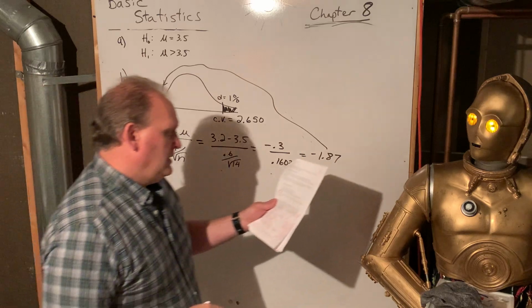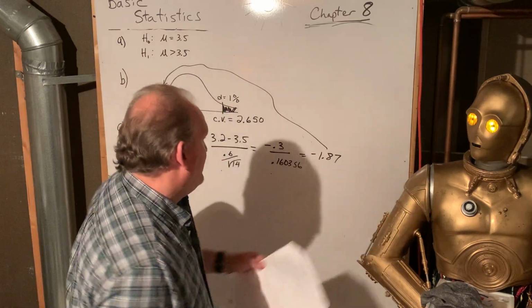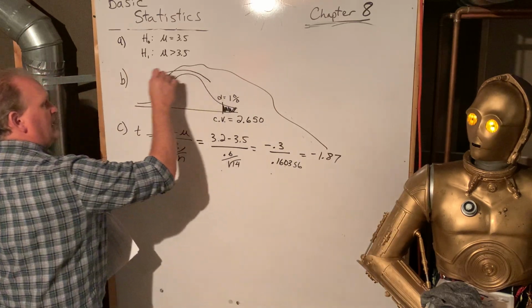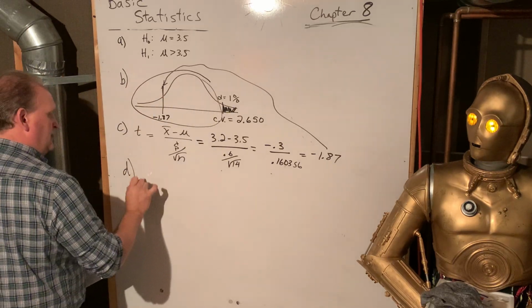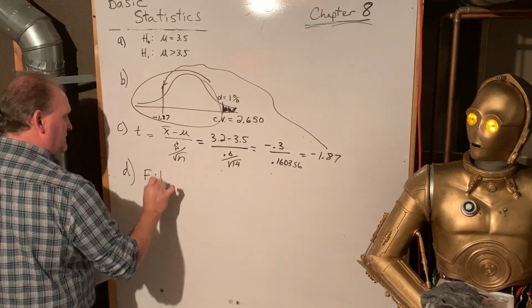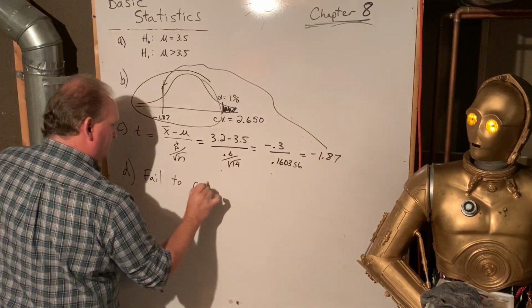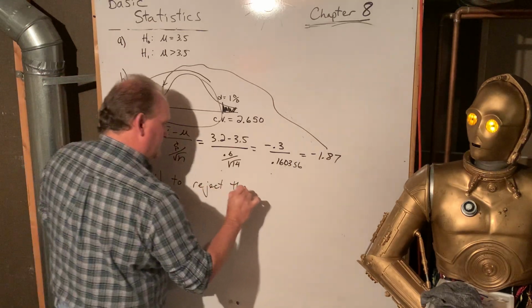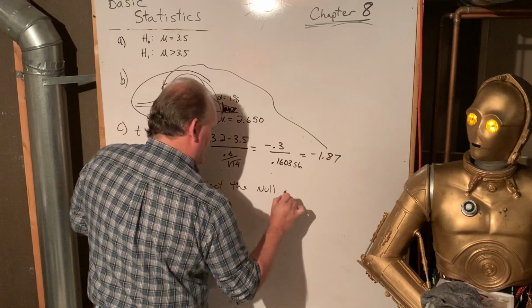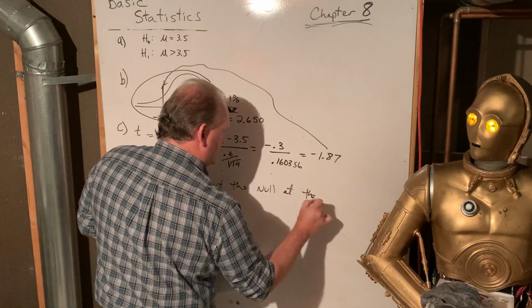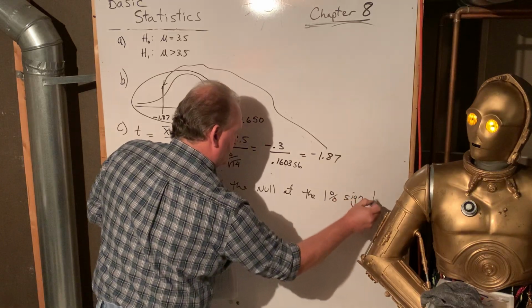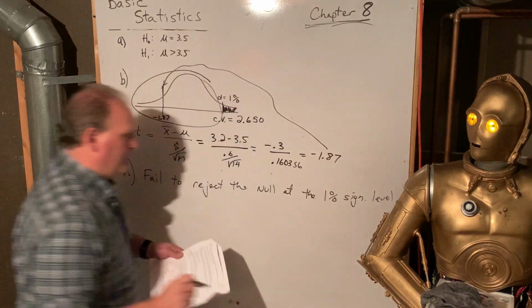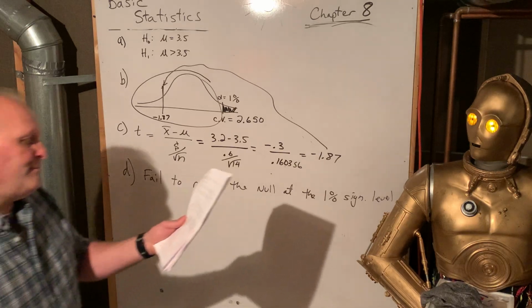So negative 1.87, so we're in the unshaded area. That is fail to reject the null. So that is my conclusion: fail to reject the null at the 1% significance level.